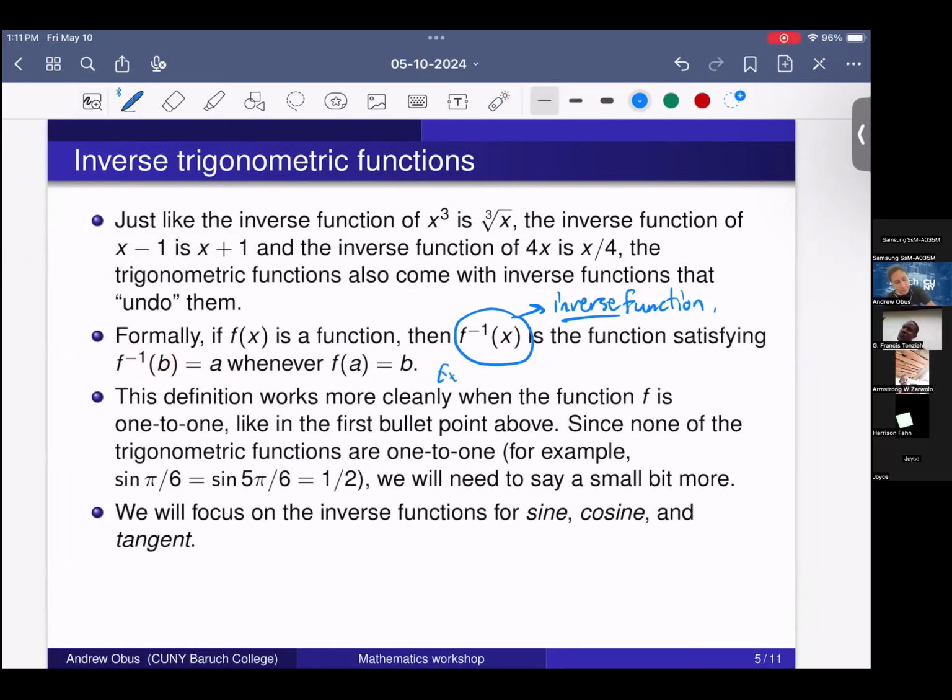So, for an example, let's say that f of x is equal to x cubed. Well, then f of 2 is equal to 8. That means that f inverse of 8 should be equal to 2, right?